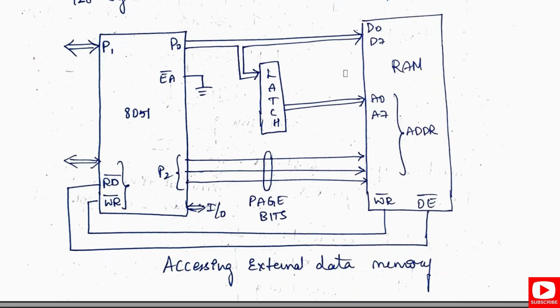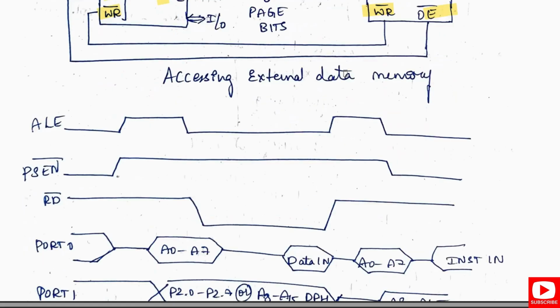We have the 8051, a latch, and the external RAM. Here, port 2 is connected to the latch, and you can observe the write and read bars are connected to the WR and OE bar. The enable pin is connected to ground, so that we can make an external connection for the memory. Then port 0 is used for the digital data lines.